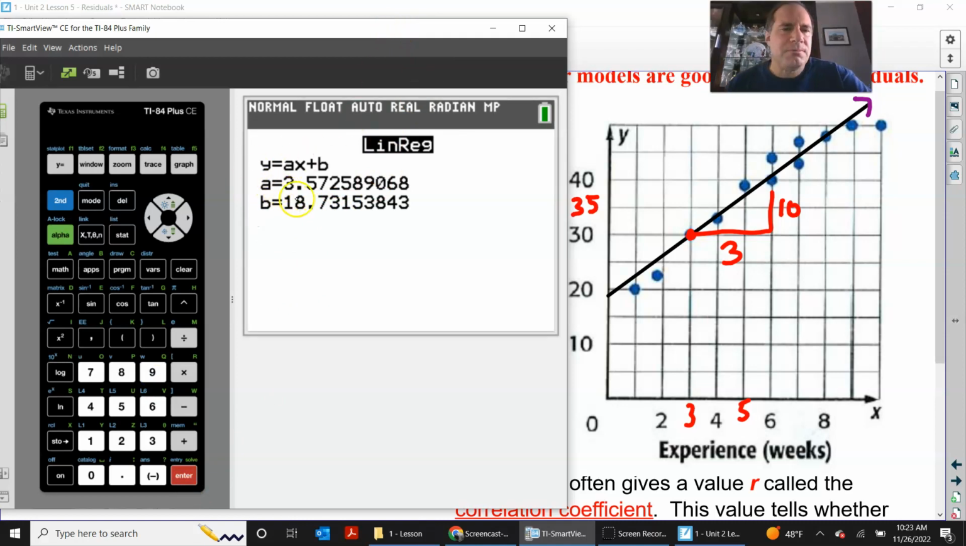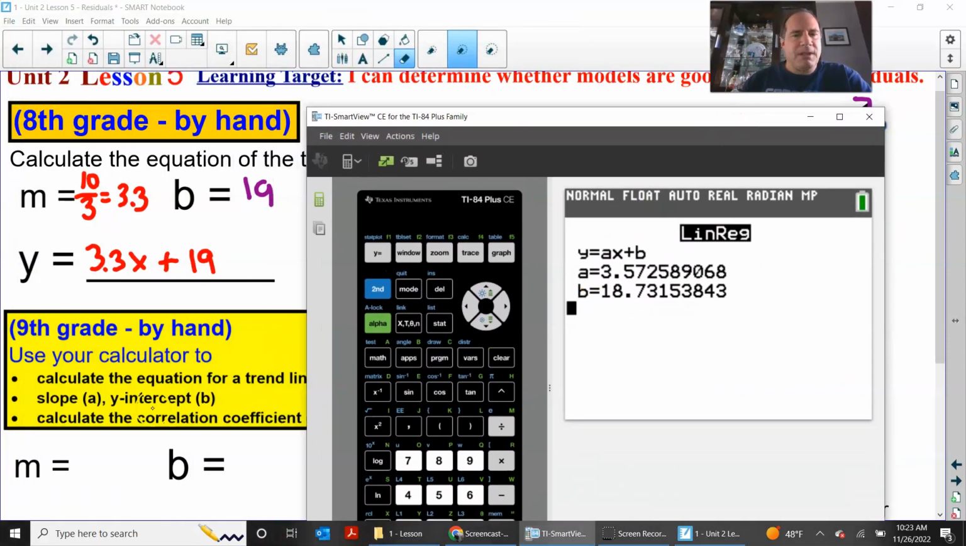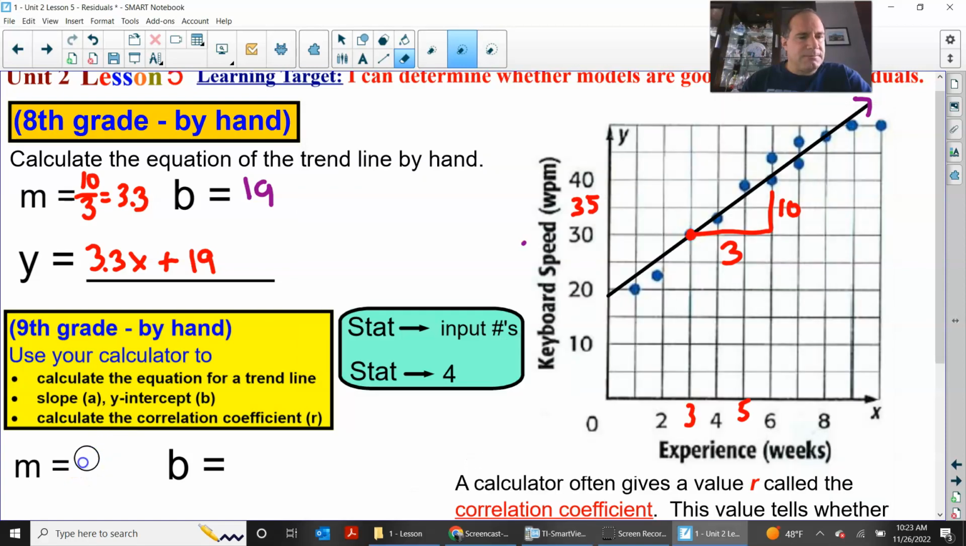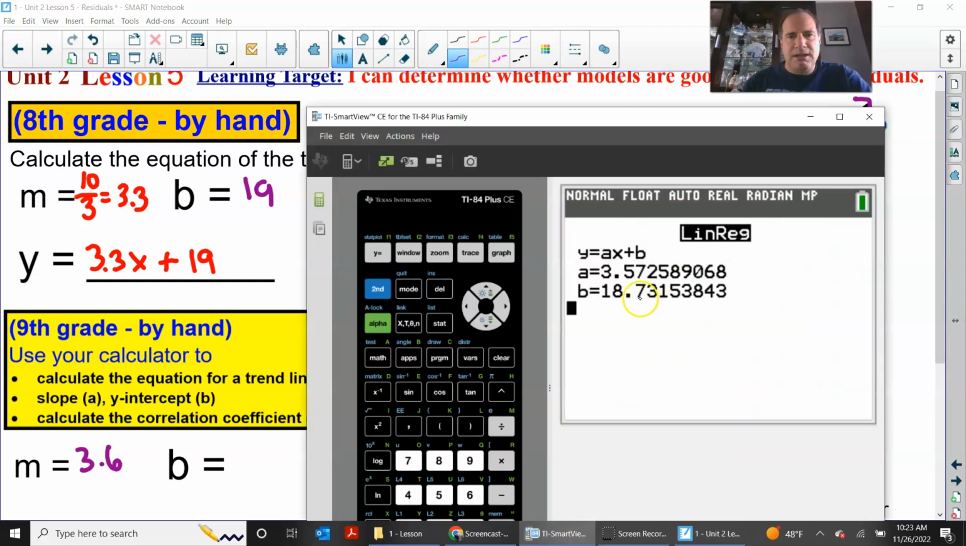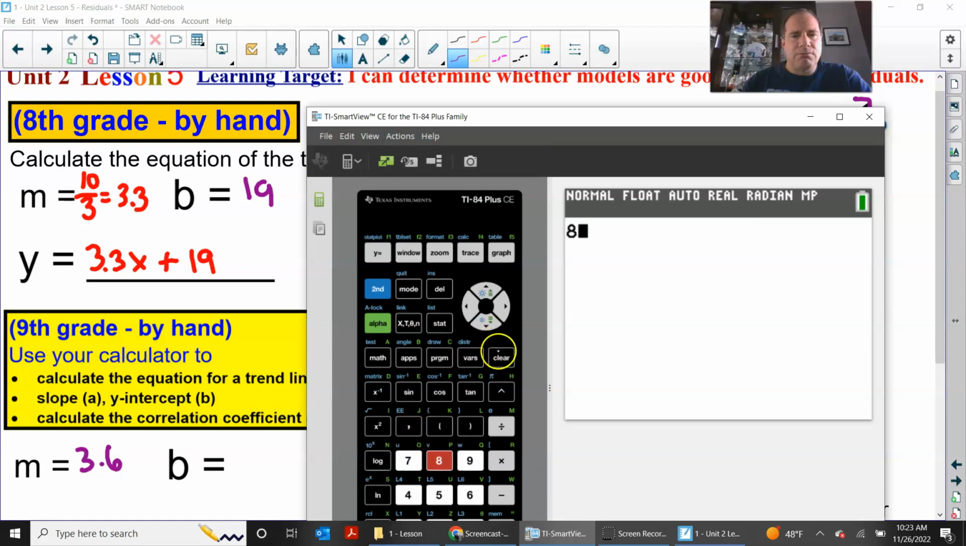The A is your slope, which is 3.6, rounded to the nearest tenth. And then the 18.7, that'll stay. So we're going to move this over, and we're going to put this 3.6 down. Not bad. 3.6, and then 18, we're just going to put this on, always on front.